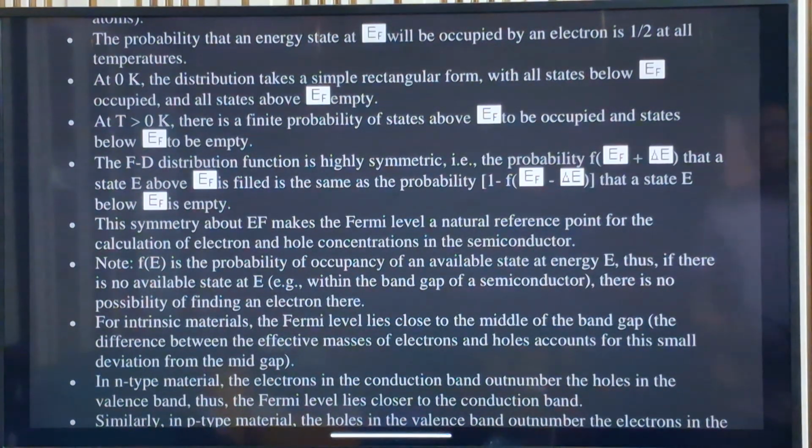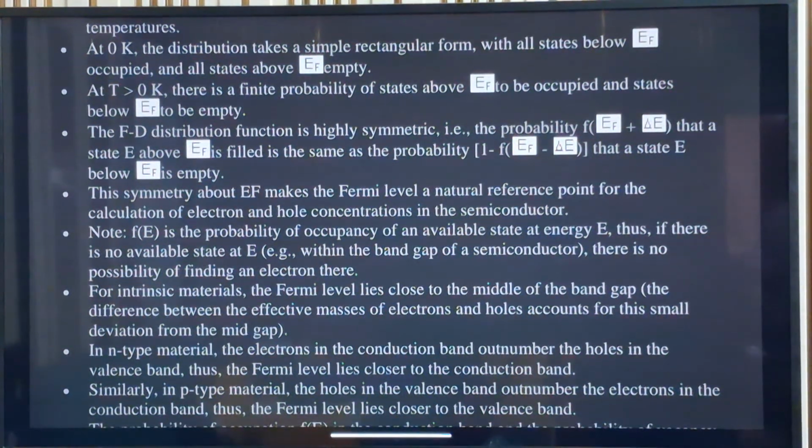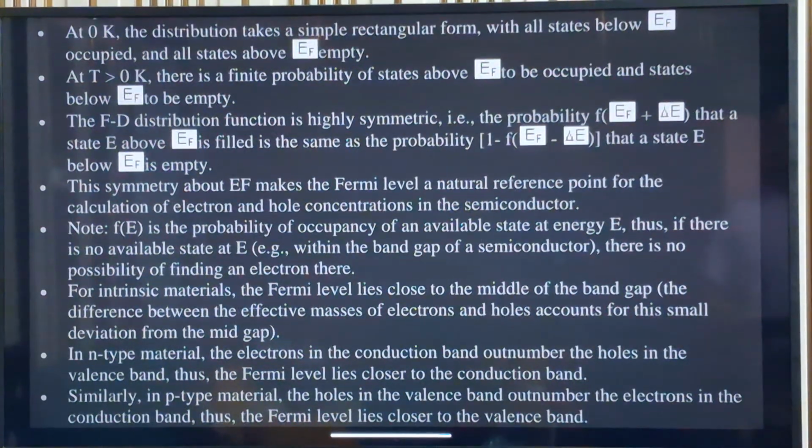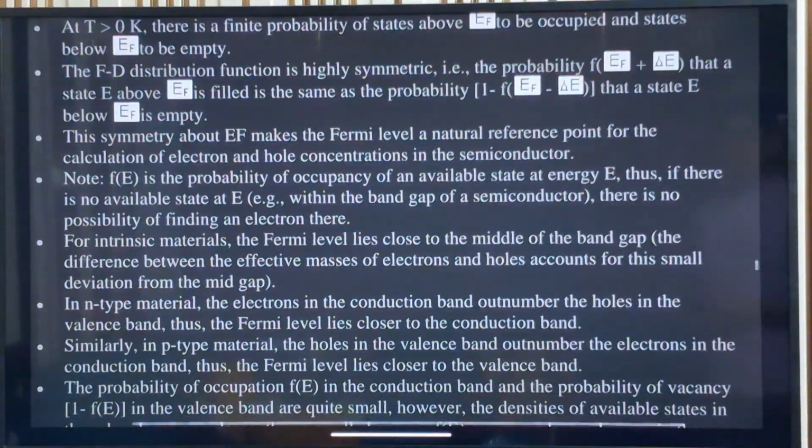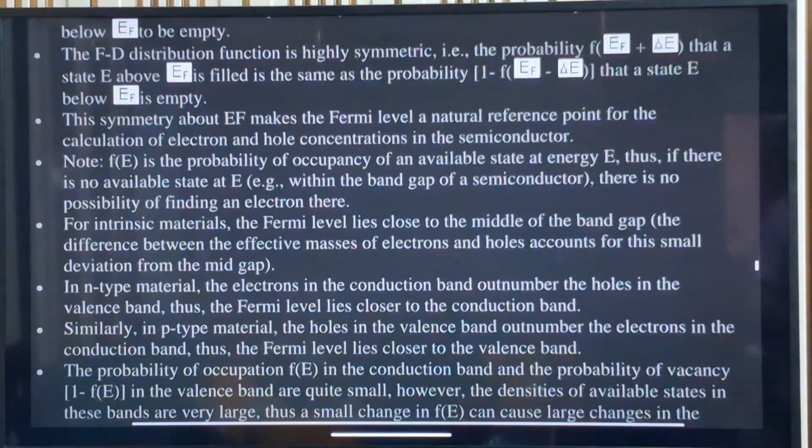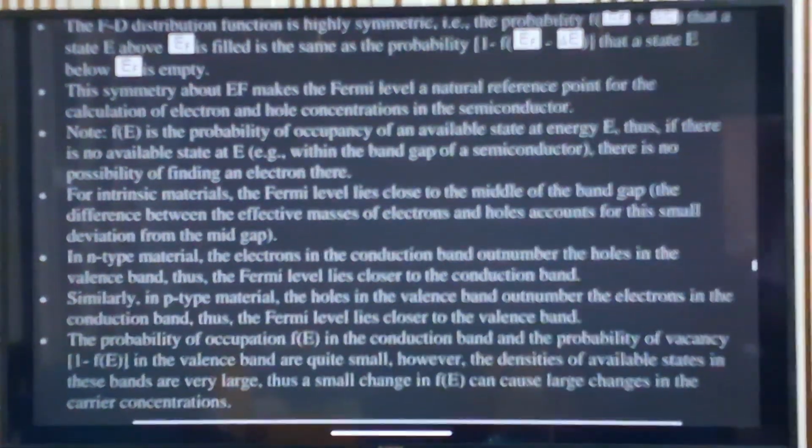So basically the probability of finding electrons at a particular difference from the Fermi level will be the complement of 1 of the probability of finding electrons from the Fermi level in the opposite direction. So the curve is basically symmetric. Now, is it odd symmetry or is it even symmetry? It is odd symmetry because we need to take the complement. This symmetry makes the Fermi level a natural reference point for the calculation of electron and hole concentrations.